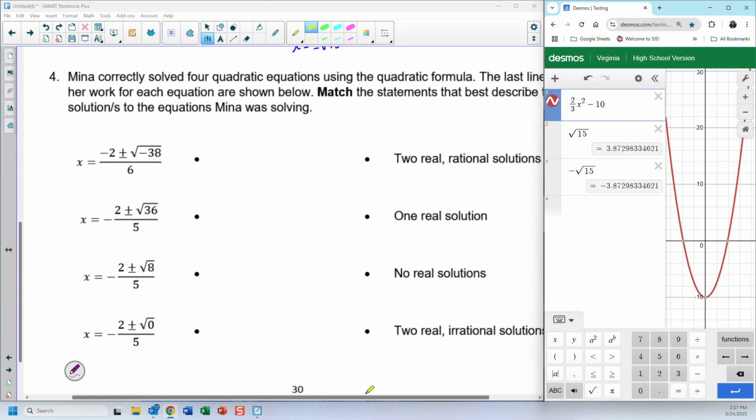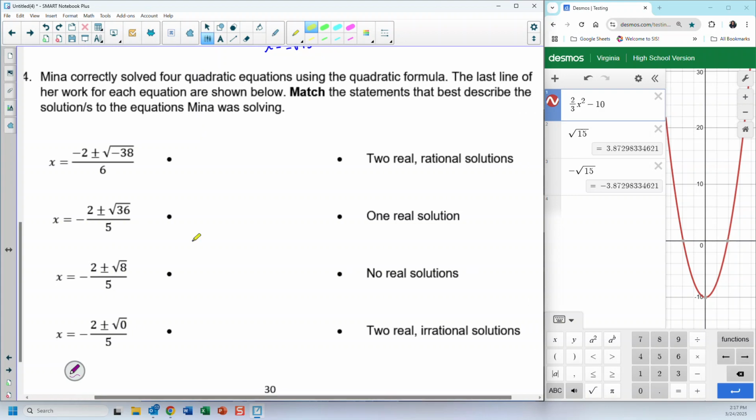All right, number 4. Mina correctly solved 4 quadratic equations using the quadratic formula. The last line of her work for each equation is shown below. We're going to match the statements that best describe the solution or solutions. Well, let's look at each one closely.